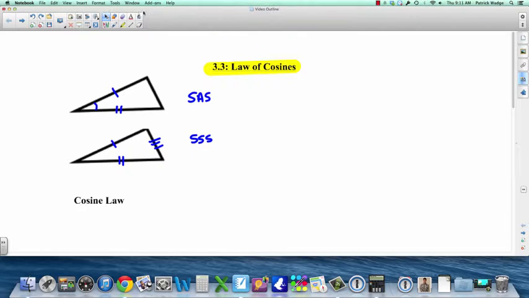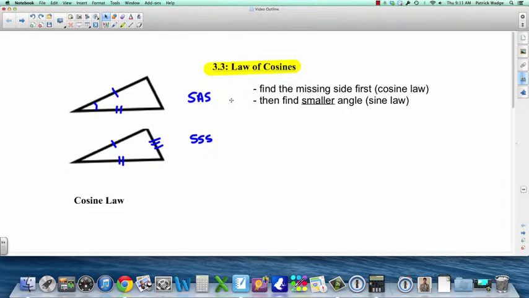Now, a couple other things I want to write down here, and I'll talk about them a little more later. If you're doing a side angle side situation, if you were solving this triangle, the first thing you would have to do is find the missing side, this side over here, using the cosine law, and I'm going to describe to you how to do that today. And then that would leave you with two angles that you have to find, and you want to find the smaller angle first using the sine law. The smaller for sine law, SS, right?